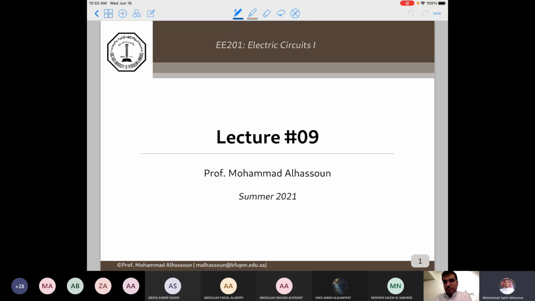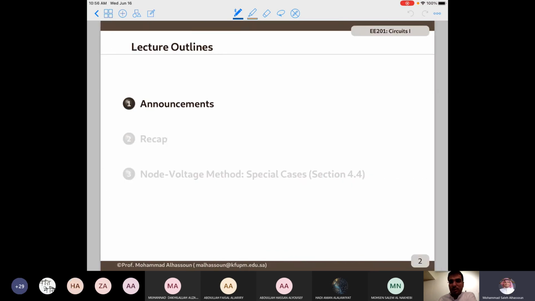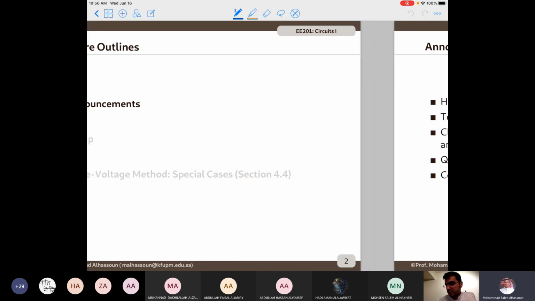Bismillahirrahmanirrahim. Today's lecture, we're going to continue talking about the special cases of the node-voltage method. If you recall, in the previous lecture, we spent so much time on the node-voltage method and the techniques that we're going to use in it.